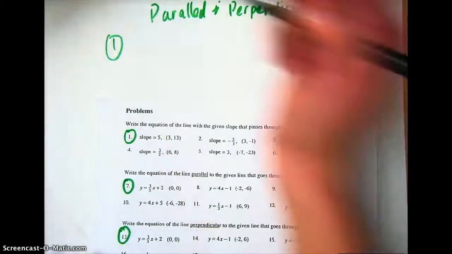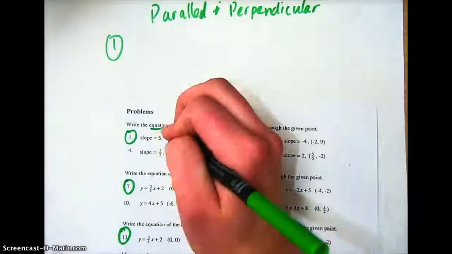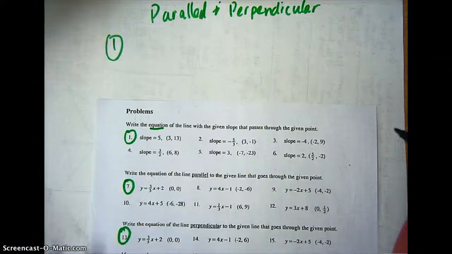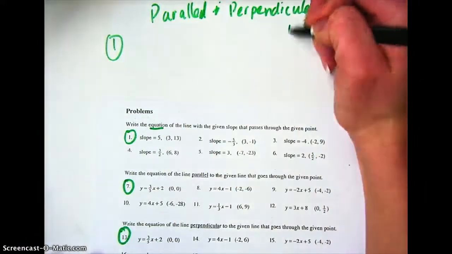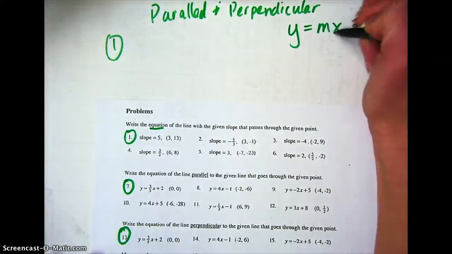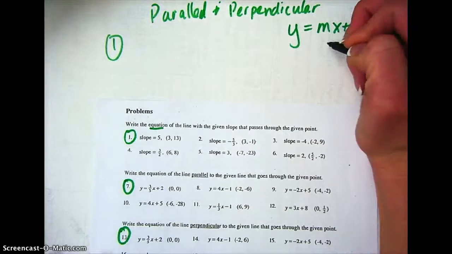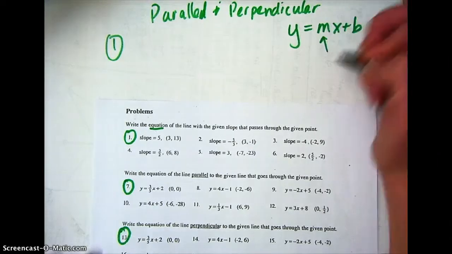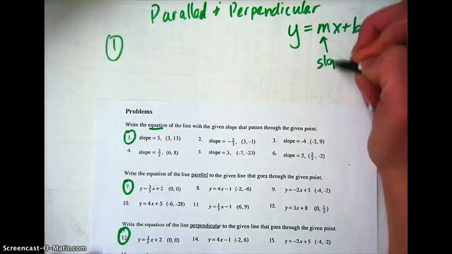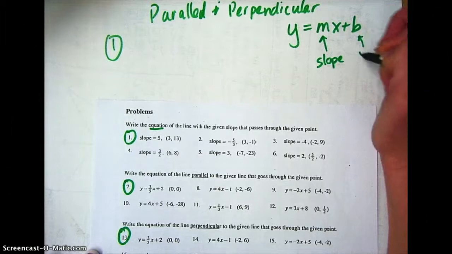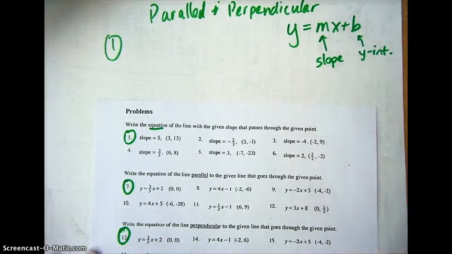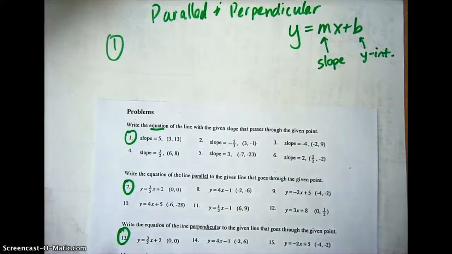So we want to remember two things. When we're writing an equation, we need to remember that the equation always is mx plus b. Hopefully you've got that memorized by now. And hopefully you've got it memorized that m is your slope and b is your y-intercept. Those are two key pieces that we need to know to write any line, whether it be a parallel line or a perpendicular or just a regular old line.